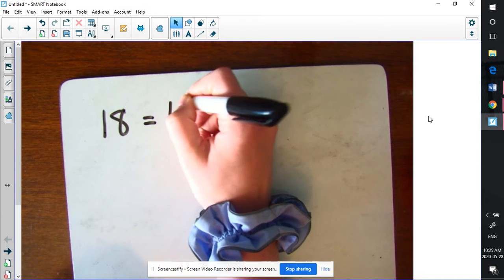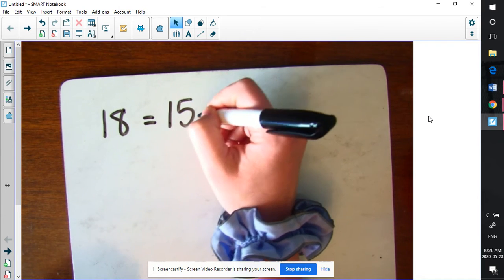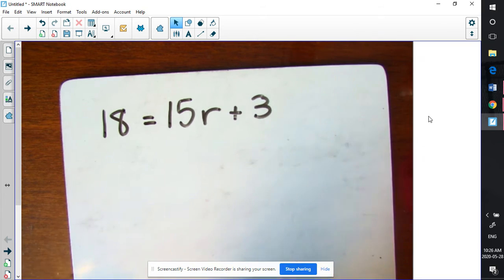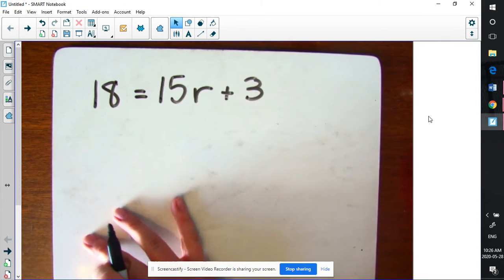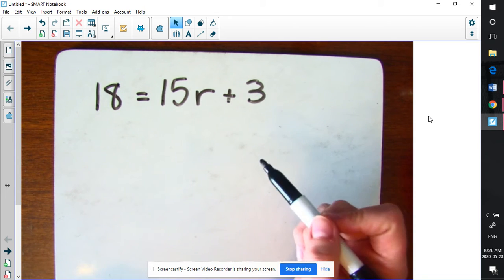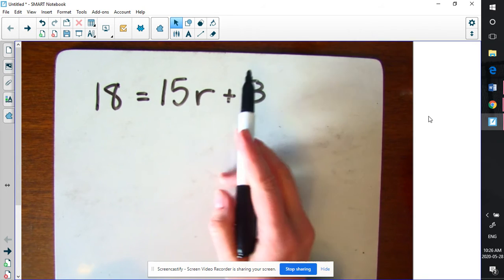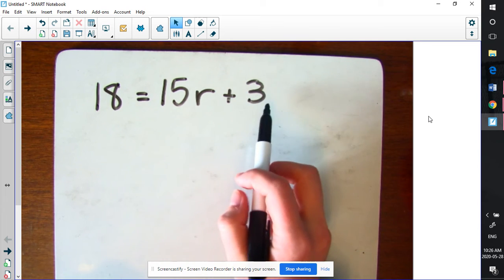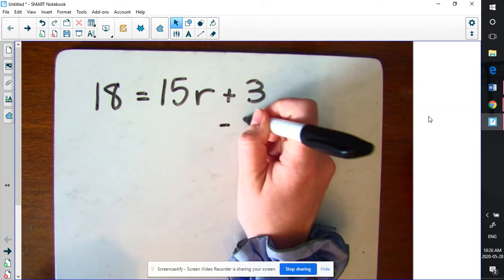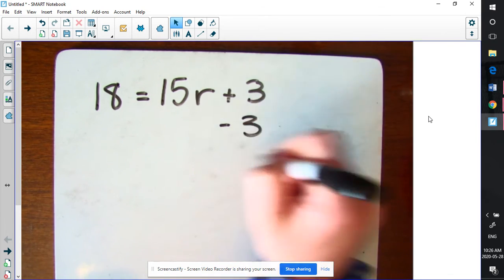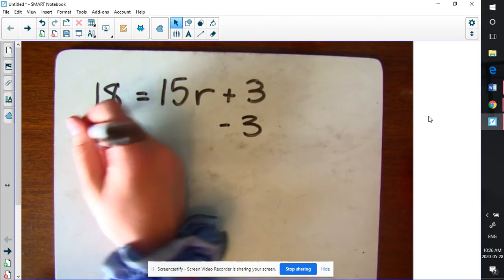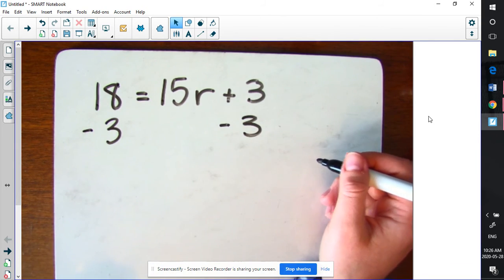18 equals 15r plus 3. Okay, so this is a two-step equation. With a two-step equation, we're always going to start with the addition or the subtraction. In this case, there is addition. There's plus 3. So that's where we're going to start. And we're going to do the opposite of it. So I'm going to subtract 3. Whatever I do to this side of the equal sign, I have to do to this side of the equal sign. So I'm going to subtract 3 here as well.